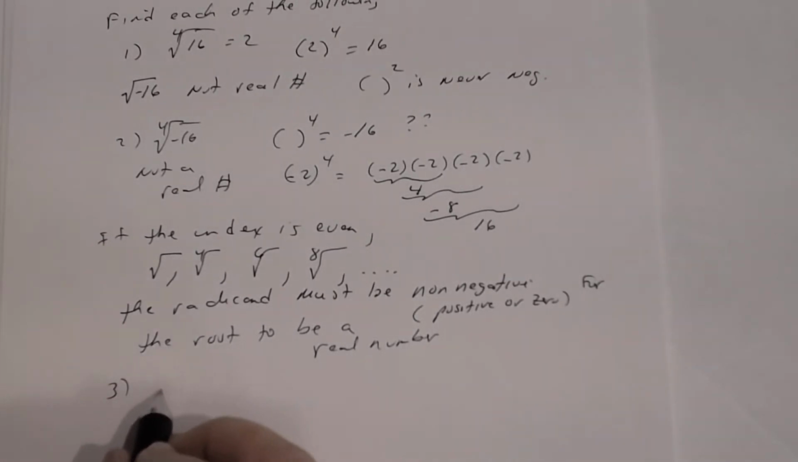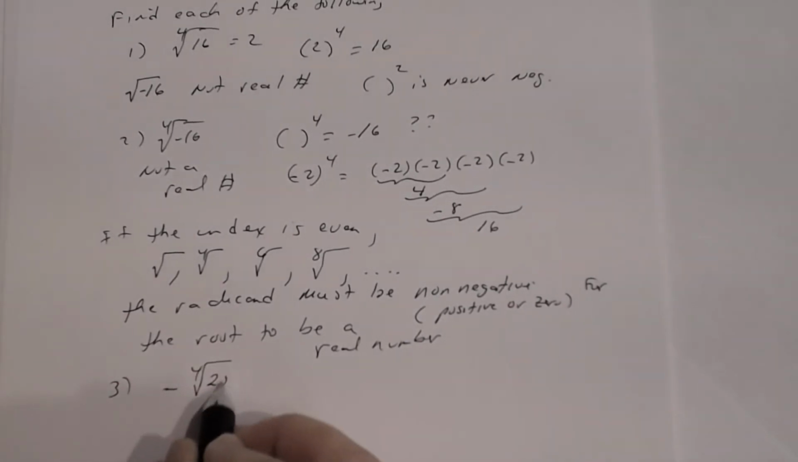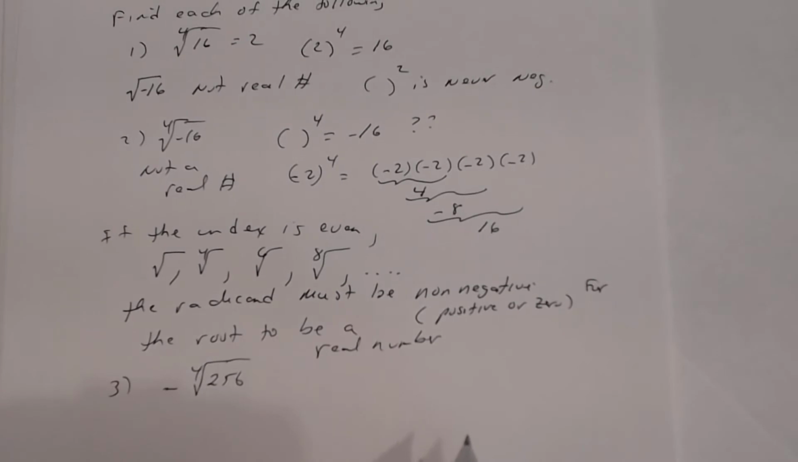What about negative 4th root of 256? Is that a real number? Yes or no? Yeah, because the radicand's what kind of number? It's positive. Now my answer is going to be negative because this says I'm going to take the negative 4th root here, so the answer will be negative, but it's still a real number because 256 is positive.